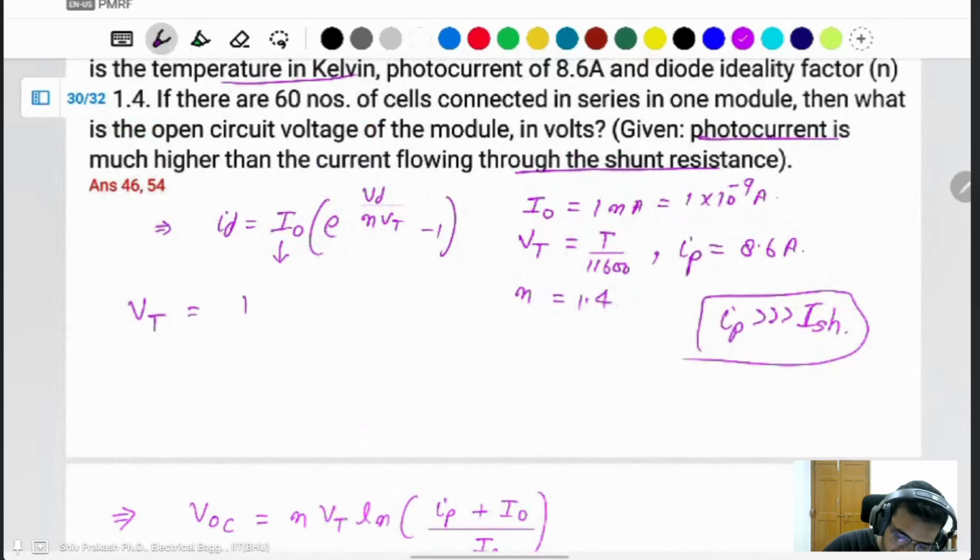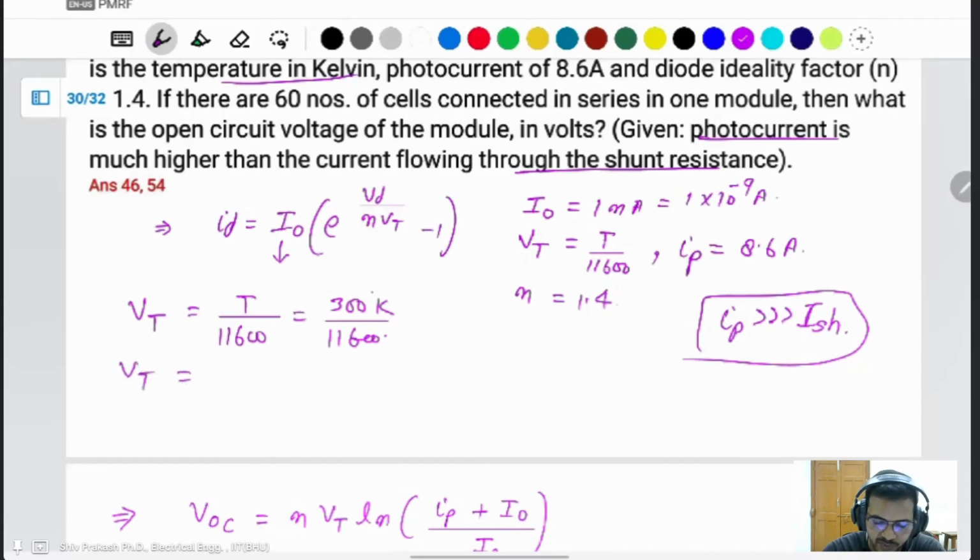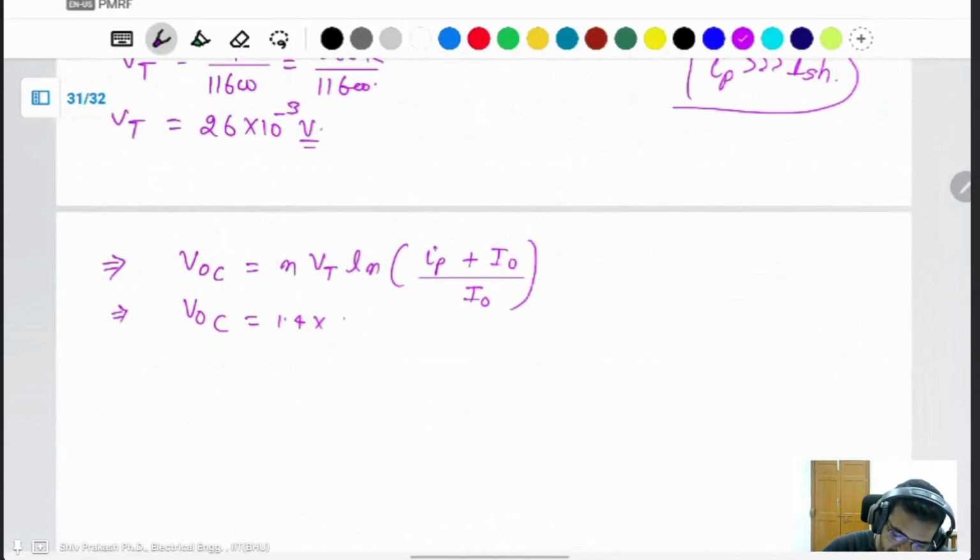Vt is equal to T divided by 11,600. You can calculate at room temperature, which is 300 Kelvin. And what is Vt? Approximately 26 millivolt at room temperature. Then we can put 26 millivolt here.